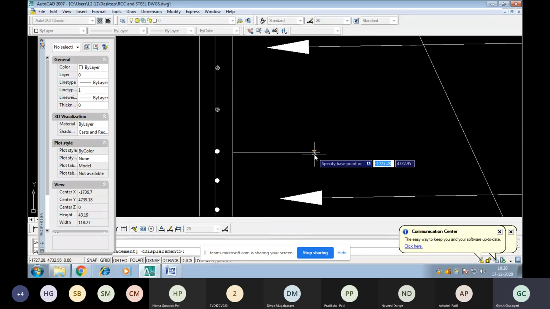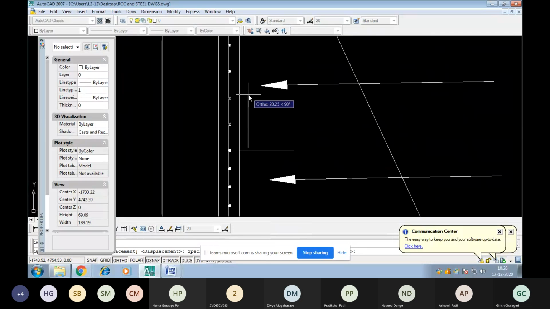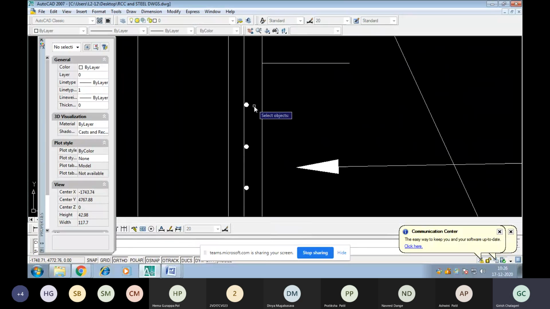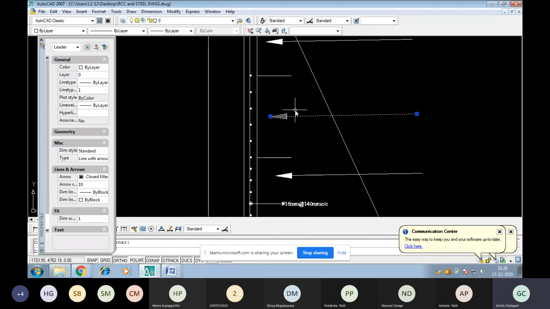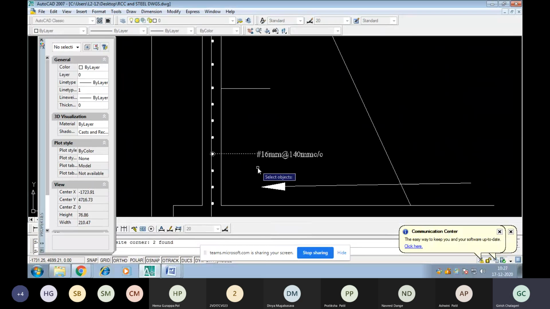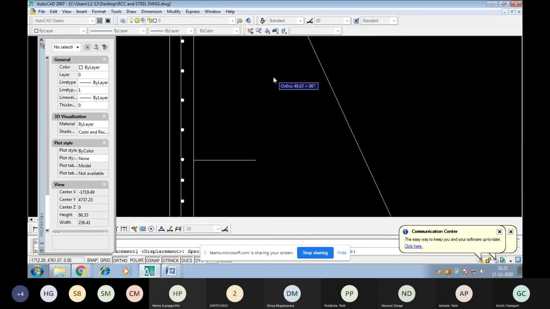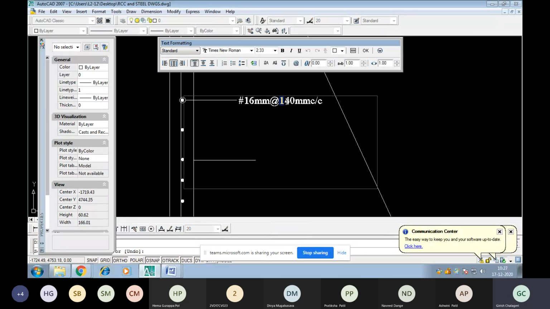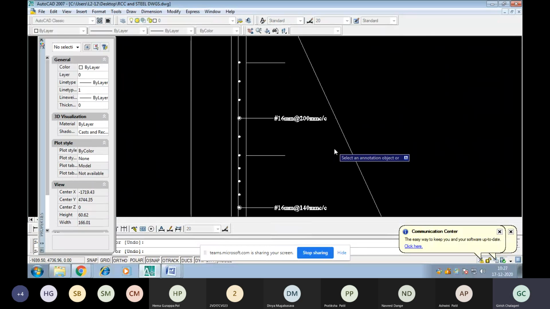So we can see the last one, we can take this like this. So up to here the spacing is changed. I can copy this and I can write the same thing right here. So I'm writing here, after 1 meter height, I can write this as 16 mm at 200 mm spacing. This is how we should show.